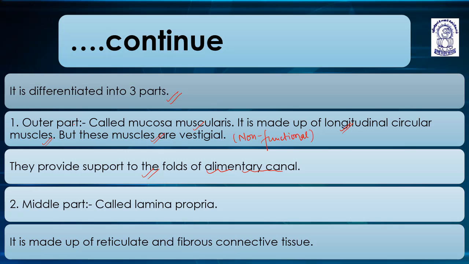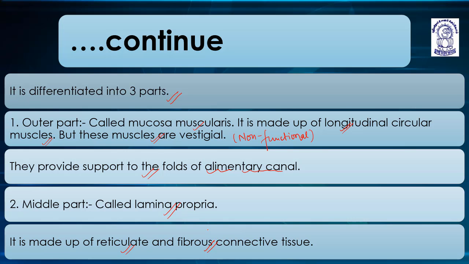Then the middle part, which is known as what? Lamina propria. The middle part is the lamina propria. It is made up of reticulate fibers and fibrous connective tissue.